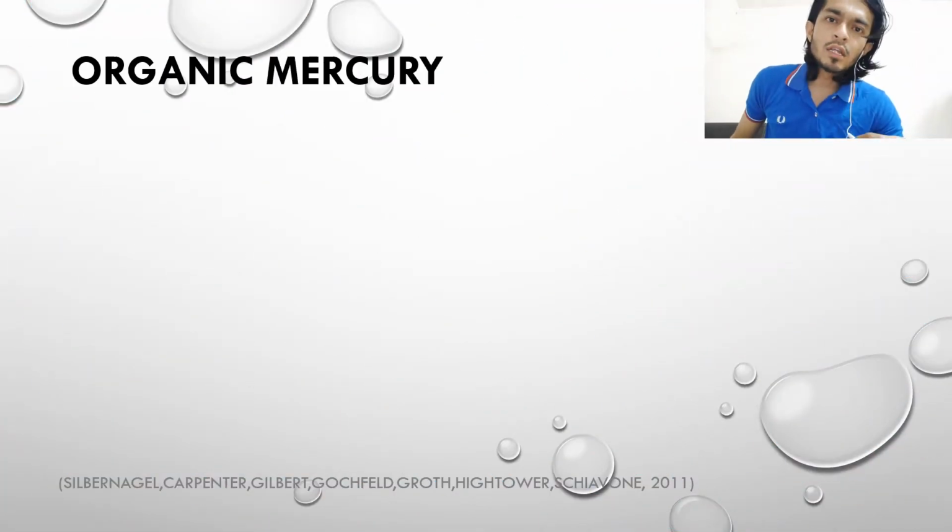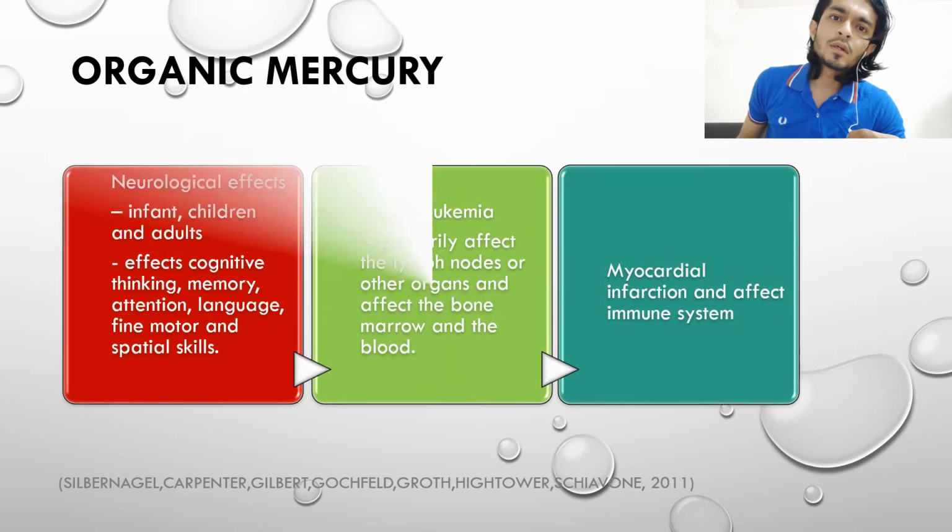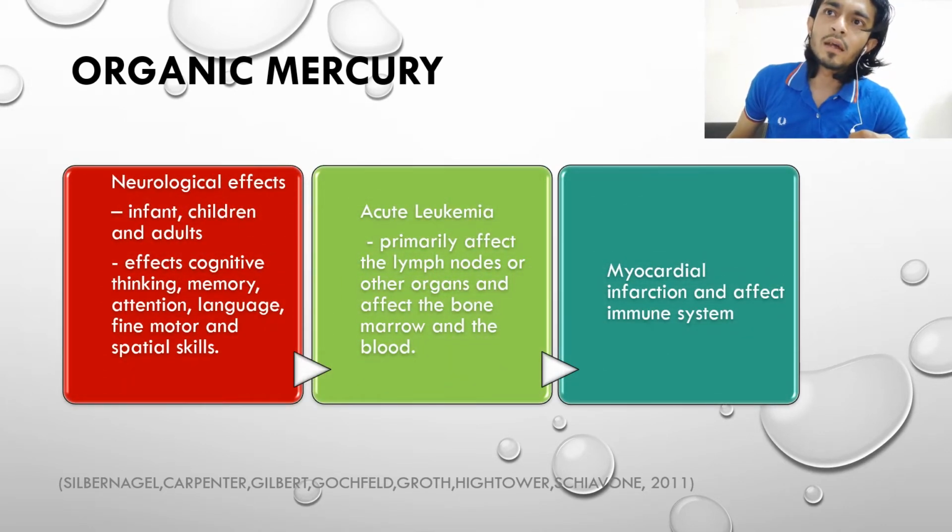Next is organic mercury. Organic mercury can cause neurological effects, including in infants, children and also adults. It will affect cognitive function, memory, language and fine motor skills. Organic mercury can cause acute leukemia, primarily affecting the lymph nodes or other organs, and affecting the bone marrow and also the blood. It also can cause MI or myocardial infarct and affect the immune system.